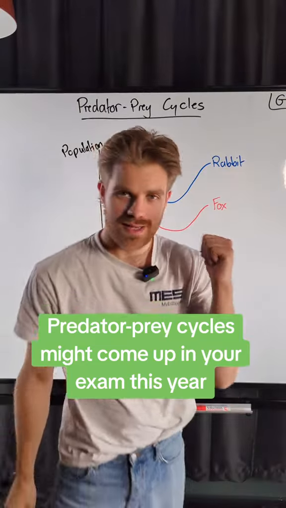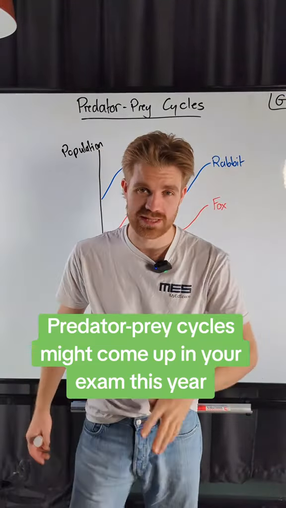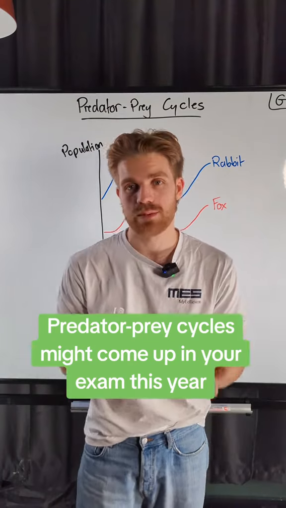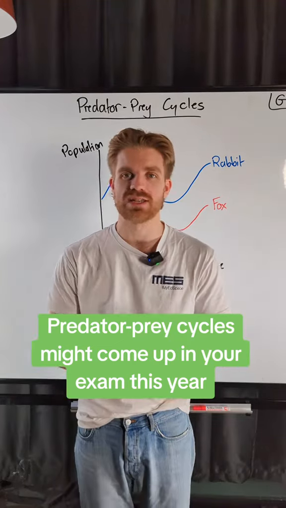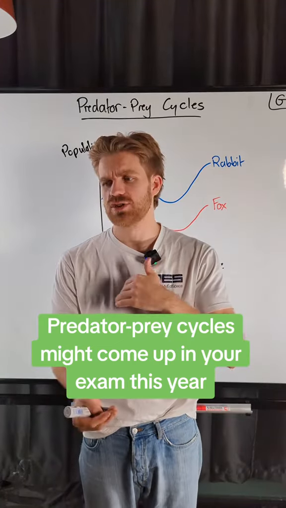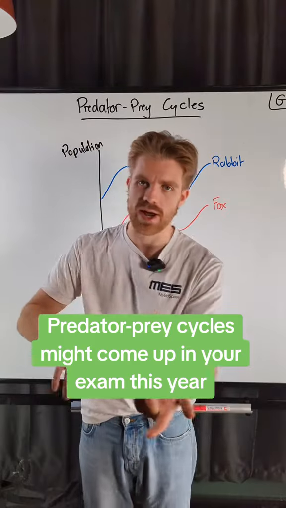I reckon there's a good likelihood that this is going to come up in the exams this year. We're talking about predator-prey relationships, or predator-prey cycles, about how the population sizes vary depending on the populations of the predator and the populations of the prey. Right, let's talk about it.